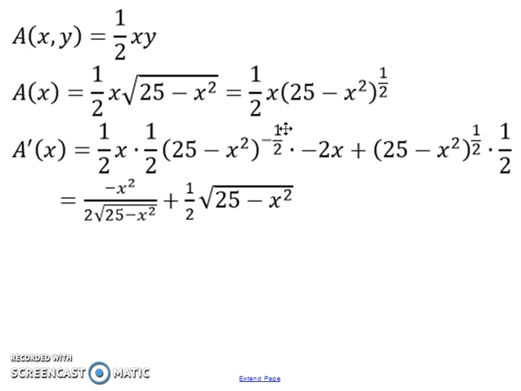I did this problem wrong for a while because I kept forgetting to then multiply it by the derivative of the inside. I forgot to use the chain rule. The derivative of the inside is going to be negative 2x. That's going to make a big difference.